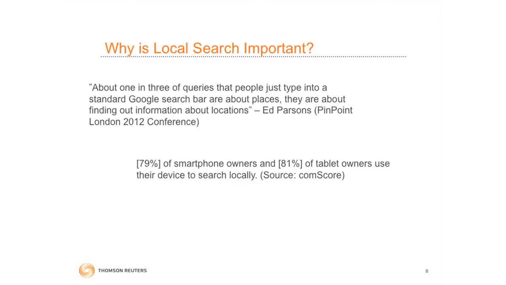So I just want to throw a couple stats at you. They're both about local search. The first one is about 1 in 3 queries that people just type into Google are about places. They're about finding information about locations. This is a quote from Ed Parsons, who's a Google employee. And although this statistic is slightly outdated, the figure is probably a little bit higher, but it's still very important for helping us understand just how important local search is.